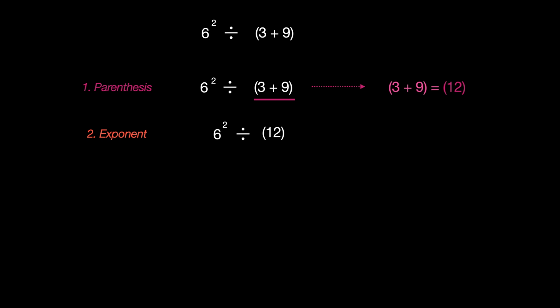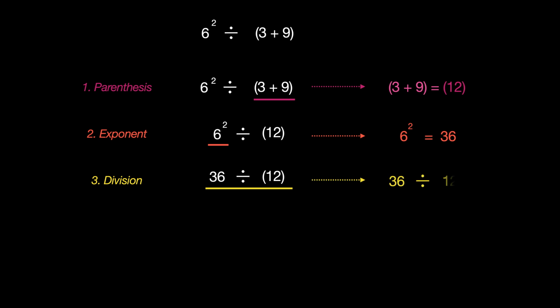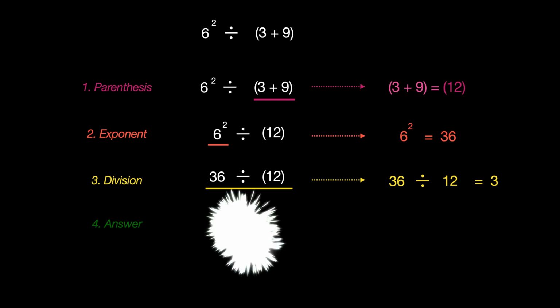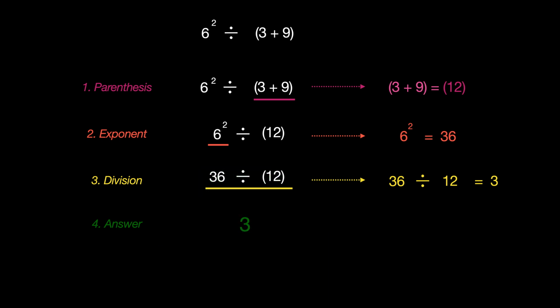Next step, exponent. 6 squared is the exponent, so we're going to do 6 squared, which is 36. Now we have 36 divided by 12. We're on to the yellow phase, multiplication or division. There's no multiplication, but there is division, and that's our last step. 36 divided by 12 is 3, and that is going to be our final answer.